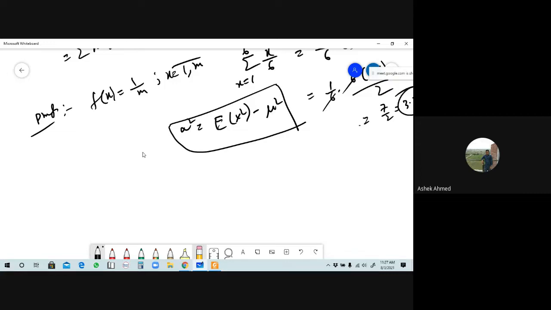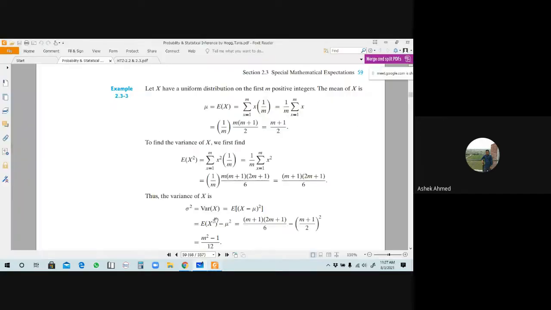Do you understand or not? Okay. From here we can say that 1/m is constant, and the summation of x from 1 up to m gives m into m plus 1 over 2. So the result will be m plus 1 over 2 here.